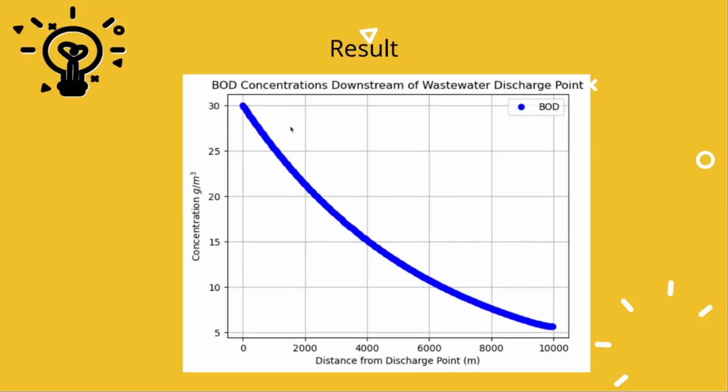I'm starting off at 30 milligrams per liter at x equal to 0. And as I move down, the concentrations of the pollutants start to taper off and decay. And when I hit the 10,000 meter mark, or the 10-kilometer mark, the concentration is slightly above 5 or so.